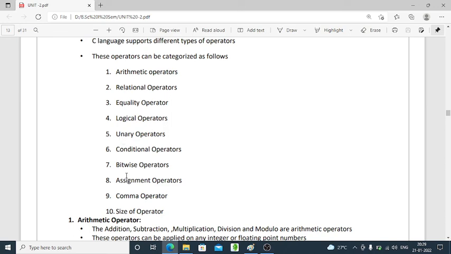In the next class, we will discuss the remaining operators, that is unary, conditional, bitwise, assignment, comma and sizeof operators.